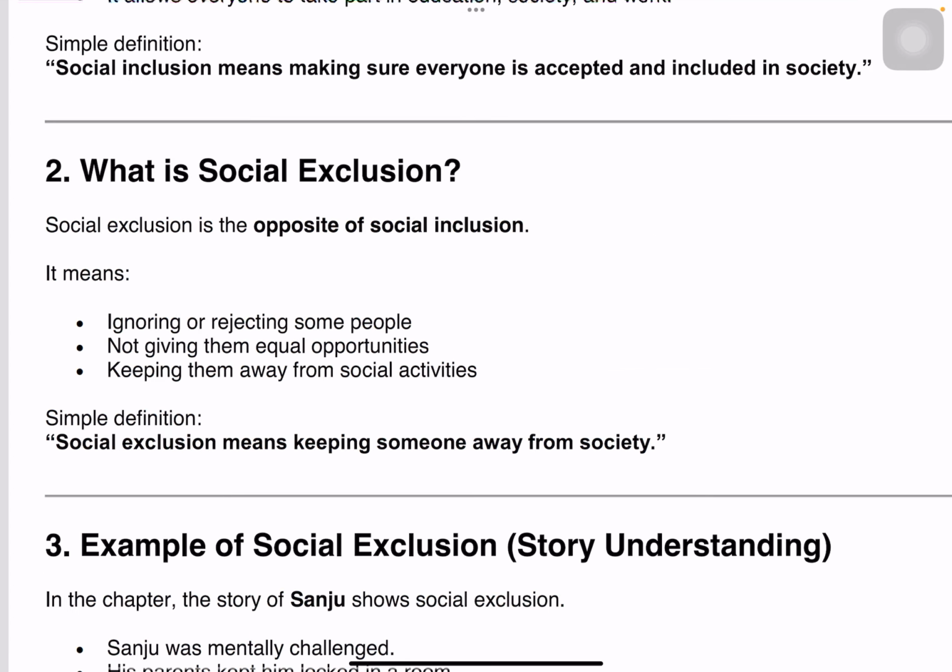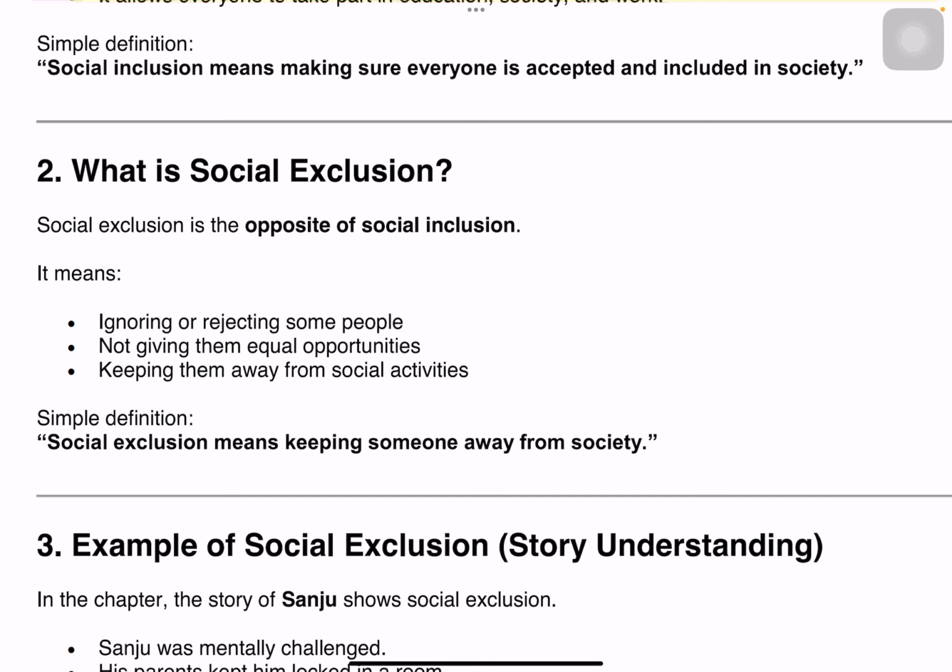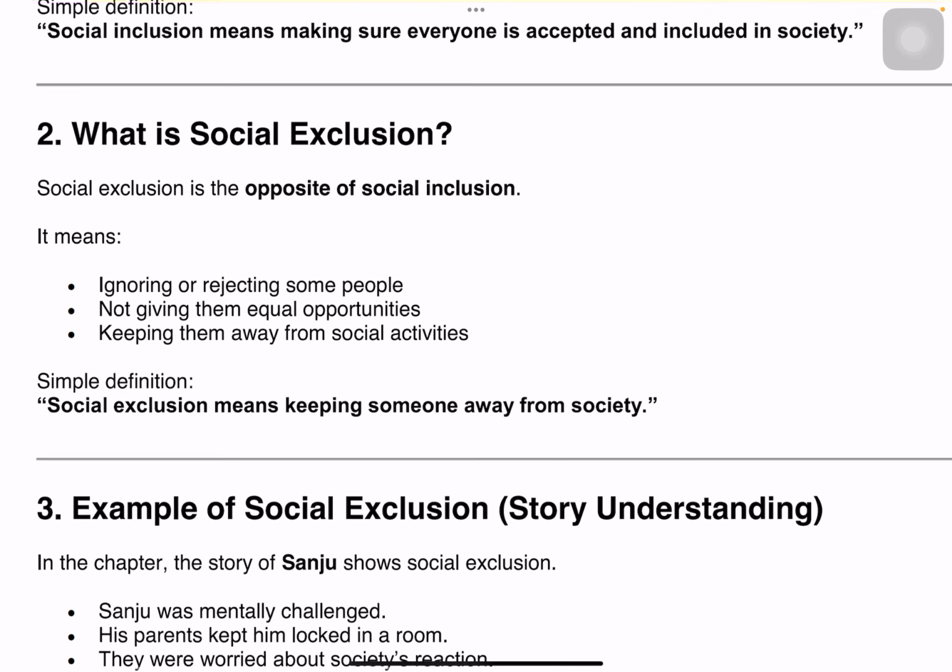What is social exclusion? Social exclusion is the opposite of social inclusion. It means ignoring or rejecting some people, not giving them equal opportunities, keeping them away from social activities. Simple definition: social exclusion means keeping someone away from society.